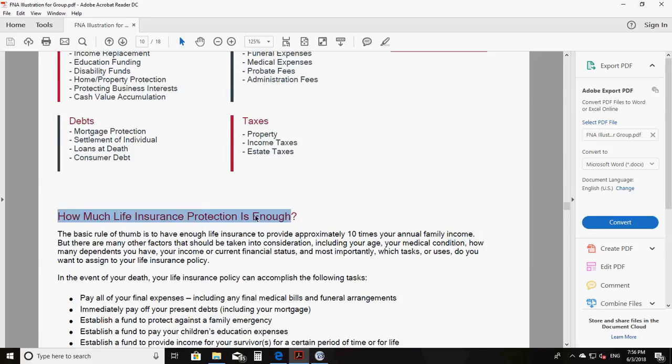How much life insurance protection is enough? Our software goes into a detailed analysis, but there's a basic rule of thumb: about 10 times the family annual income. But even on the rule of thumb, other factors have to be taken into consideration, including their age, their medical condition, how many dependents they have, current income or financial status, and most importantly, why are we looking at insurance? So let me give you an idea about what our software does.